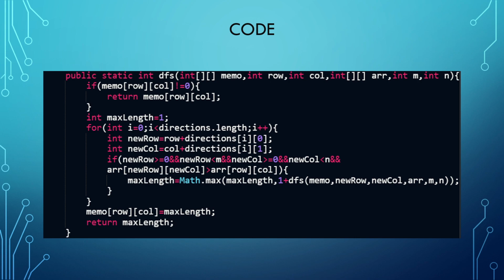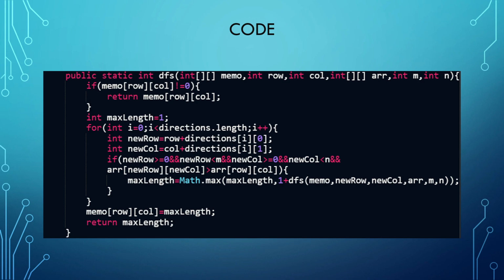The second condition is that the newly chosen cell must have a value greater than the current cell. That is, array at new row, new column must be greater than array at row, column. So if these 2 conditions are satisfied, we can explore the new cell. We explore the new cell by calling the DFS for that new cell. And when that new cell returns, we will be adding 1 to it and updating the max length accordingly.